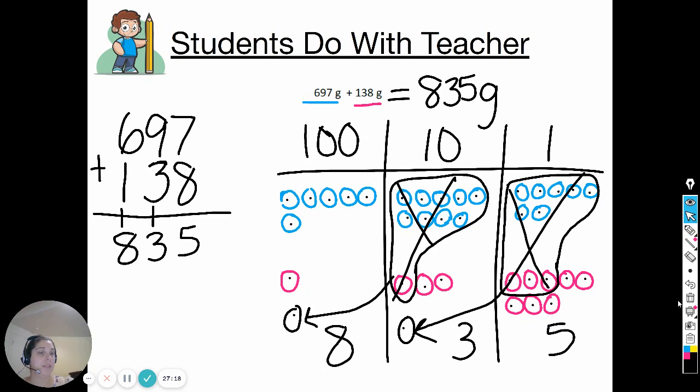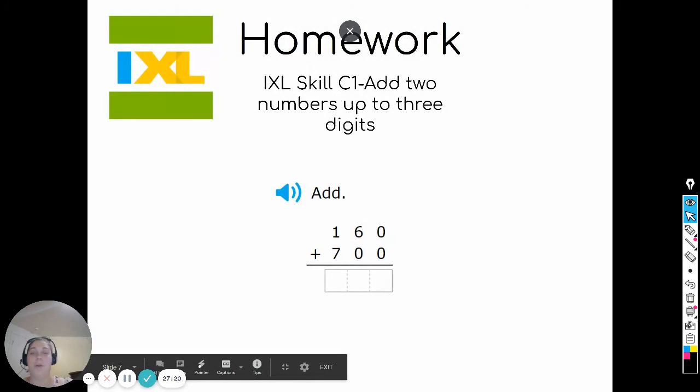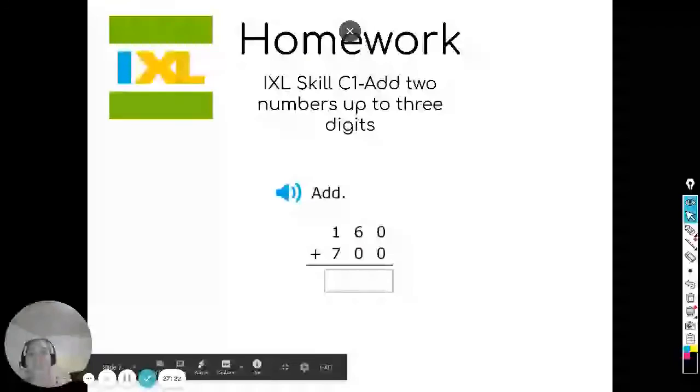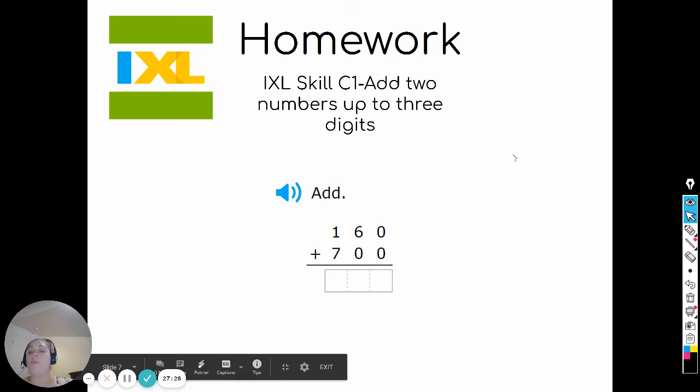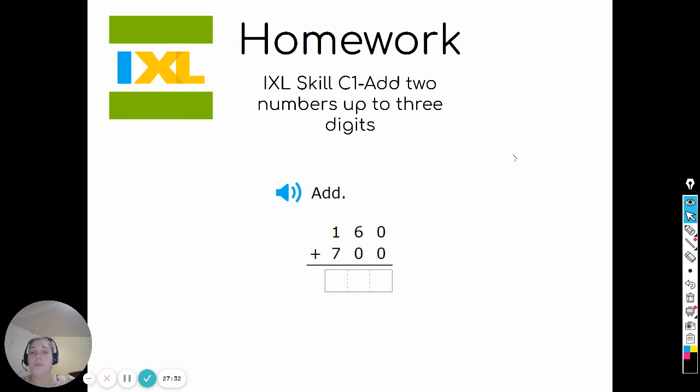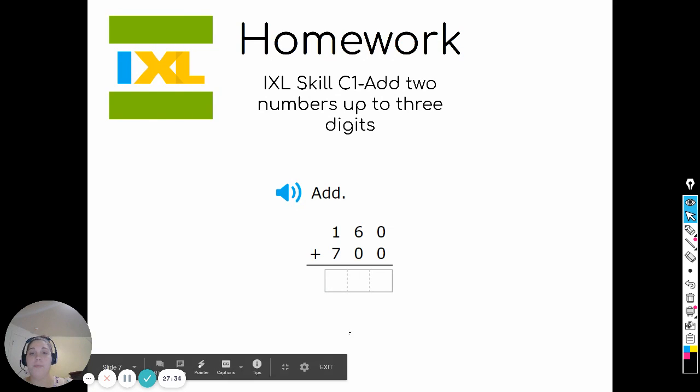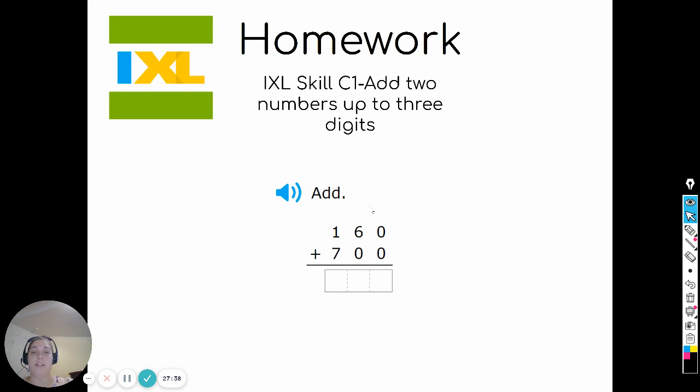So that brings us to our homework that you're going to be doing on your own. It's an IXL skill C1, which is add 2 numbers up to 3 digits, okay? Some of them you will need to regroup once, some of them you'll regroup twice, some of them you won't have to regroup at all, okay? It does set them up very nicely with the hundreds and the tens and the ones lined up on top of each other. Remember, your first step is to always start in the ones.